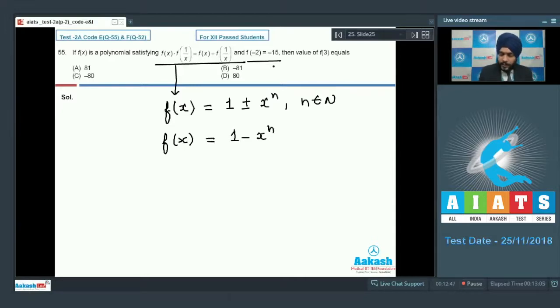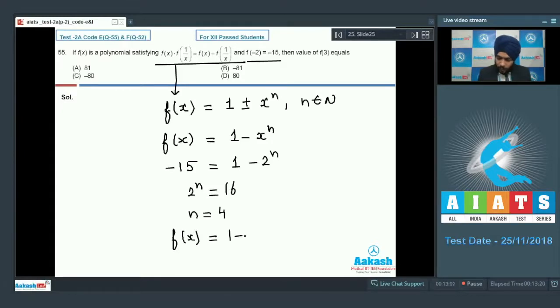Put this condition, x equals minus 2, f(minus 2) is minus 15. So minus 15 is equal to 1 minus (minus 2) raised to the power n. From here you get 2 raised to the power n is equal to 16 and n is equal to 4. Ultimately, what is f(x)? 1 minus x raised to the power 4. And what is f(3)? That is being asked in the problem. 1 minus 3 raised to the power 4. 3 raised to the power 4 is 81. 1 minus 81. The answer will be minus 80. Option number C satisfies. Okay. Let us move on to the next section.